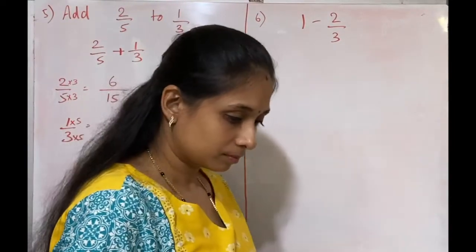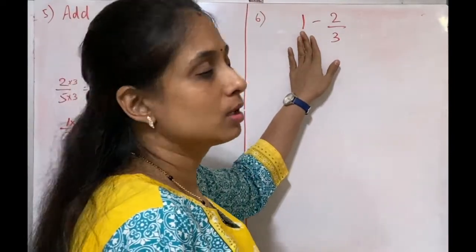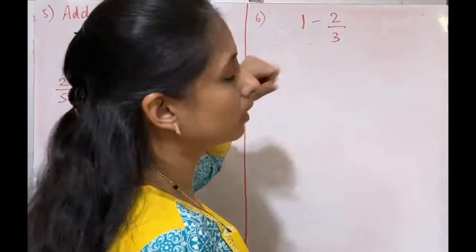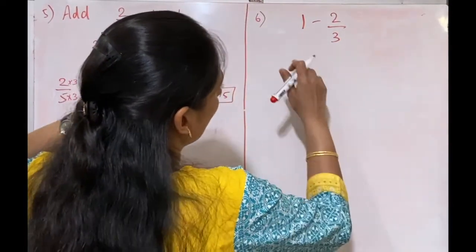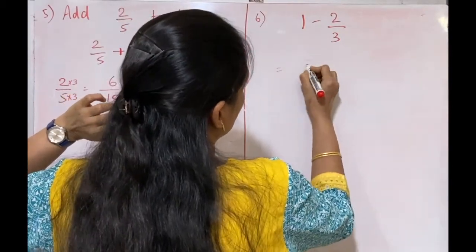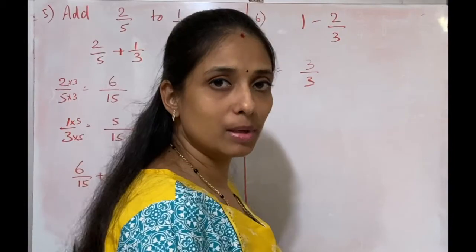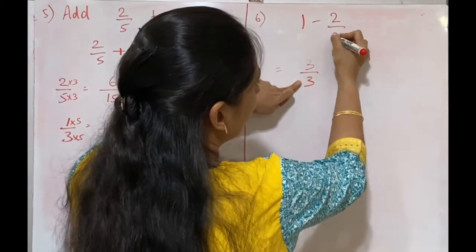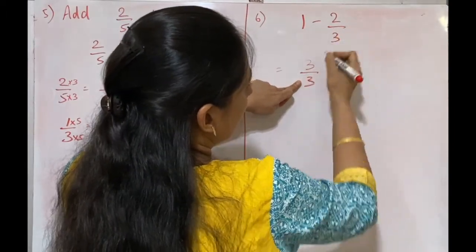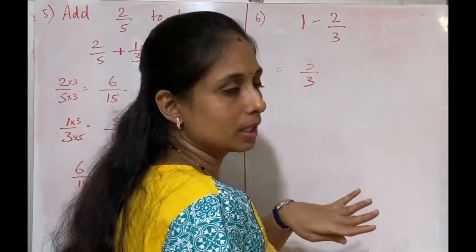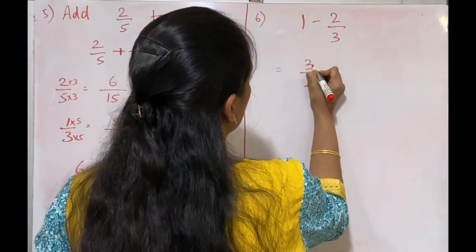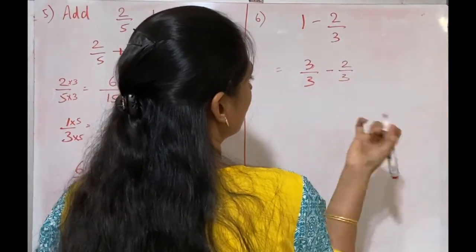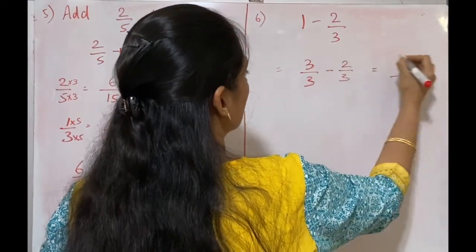Now this problem. When you have 1, the easiest way is you write it as a fraction with denominator 3. How can you write? This is nothing but 3 by 3. 1 is nothing but 3 by 3. Yes or no? Yeah, so I am just writing 1 as 3 by 3. Why? Because I have a 3 here. And if this is 3 and this is also 3, my calculation becomes very easy. So instead of 1, I am writing 3 by 3 minus 2 by 3. Now this is very easy. We have like fractions. 3 minus 2 is 1.